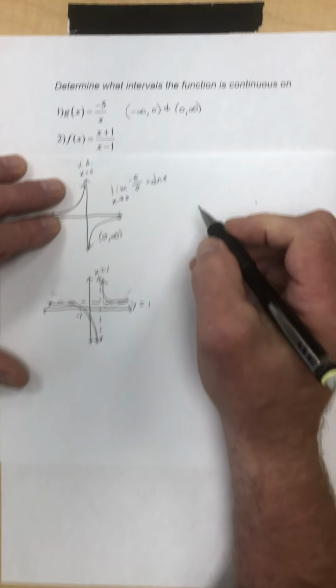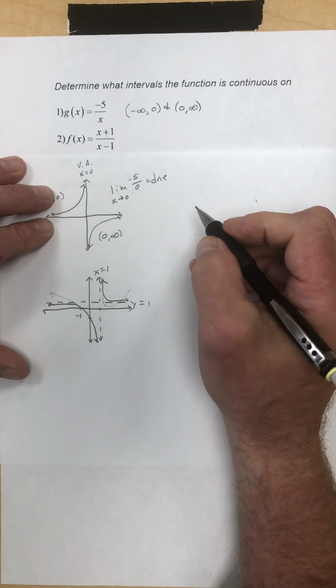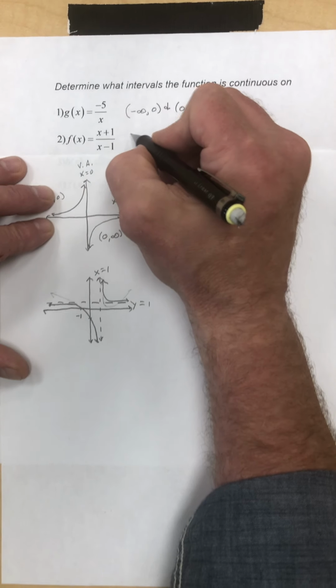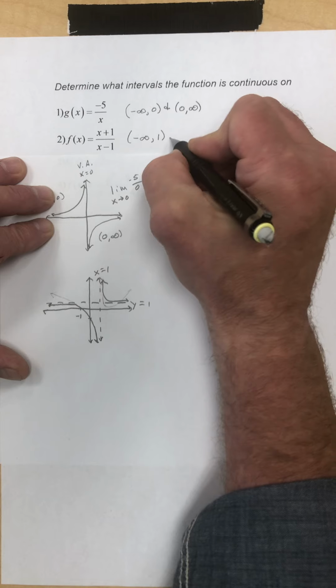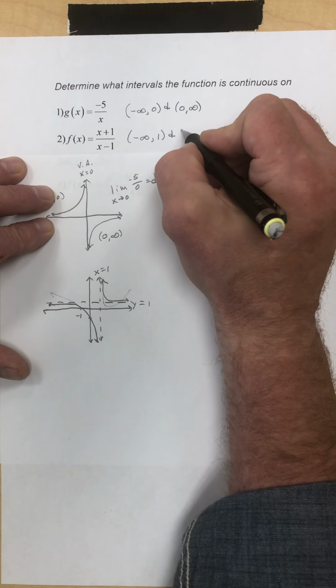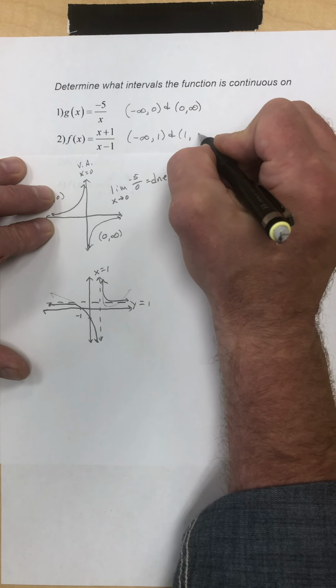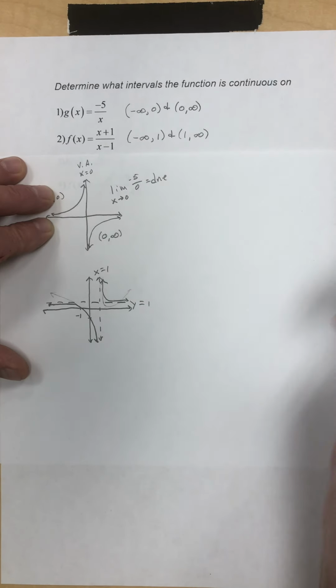Okay, so it looks like I'm going to have continuity everywhere other than x equals 1. From negative infinity all the way to 1, it'll be continuous. And then from 1 to infinity, it'll be continuous as well.